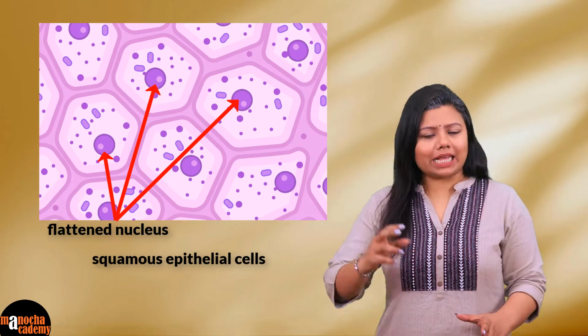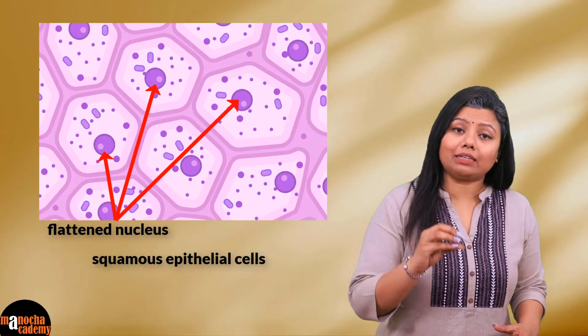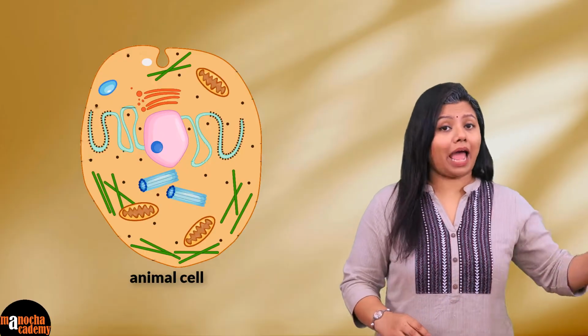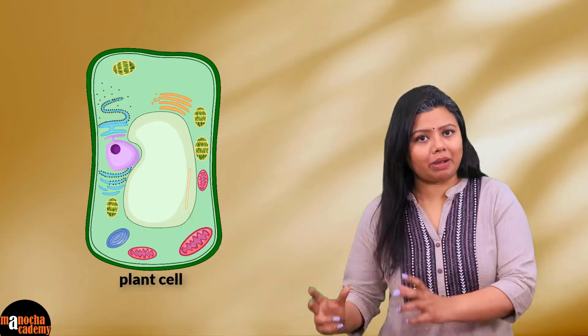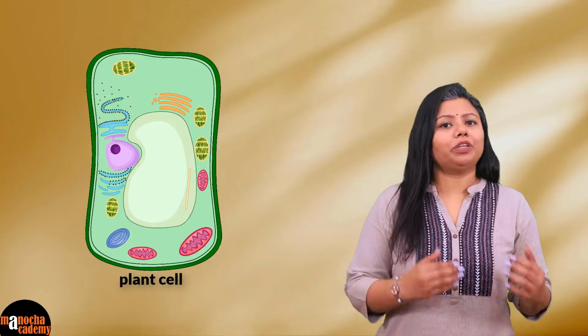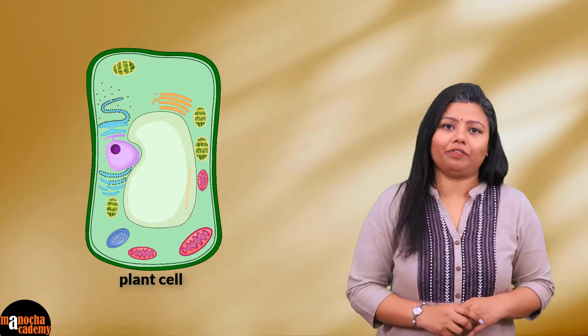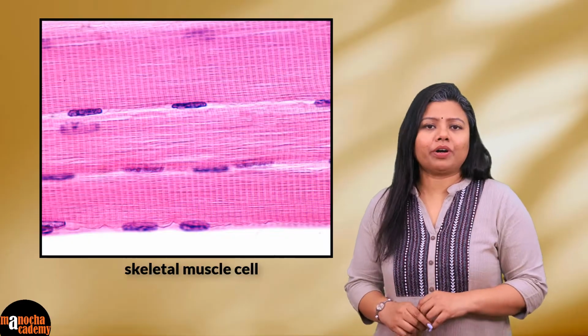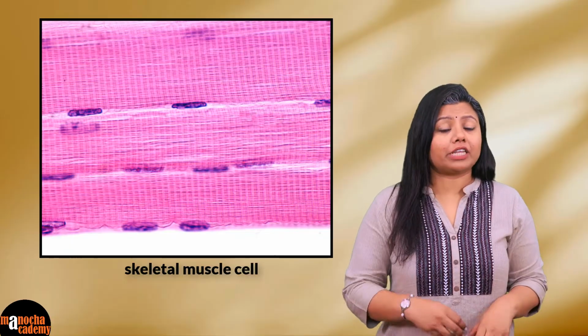So mostly cells have nuclei present in the center of the cell if it is an animal cell, and if it is a plant cell, the center is occupied by the vacuole, and therefore both the nucleus and the cytoplasm are pushed towards the peripheral region of the cell. In skeletal muscles, however, we find that nuclei are present in the peripheral part of the cell, not at the center. So there are exceptions, but exceptions always prove the rule.